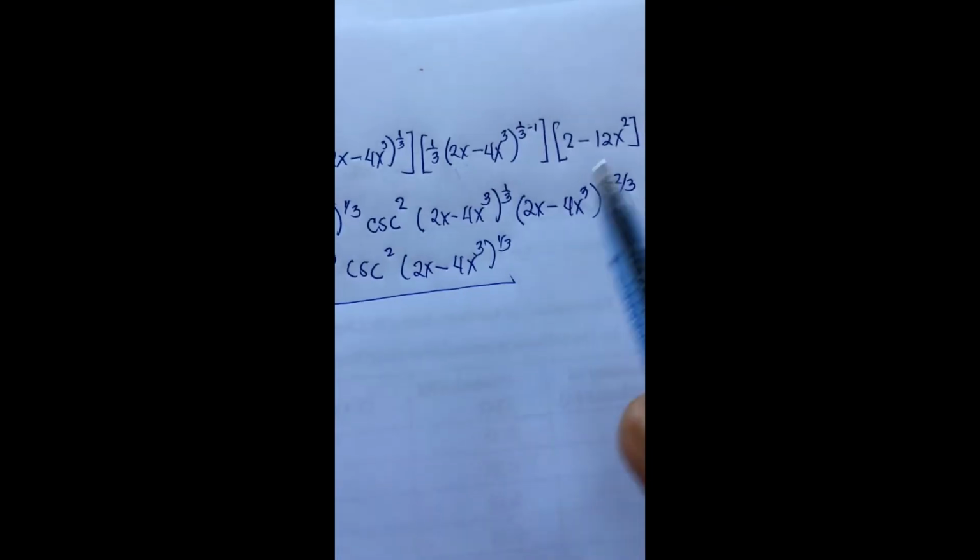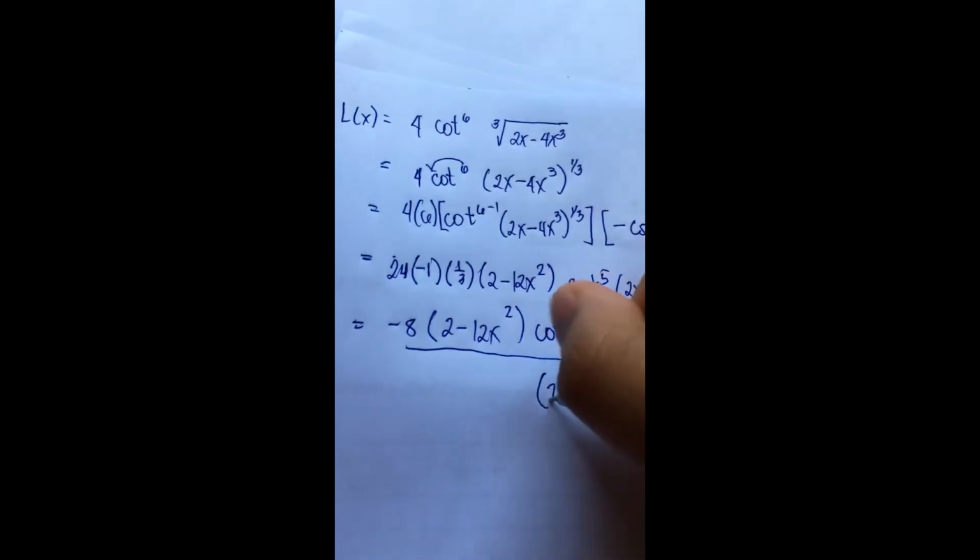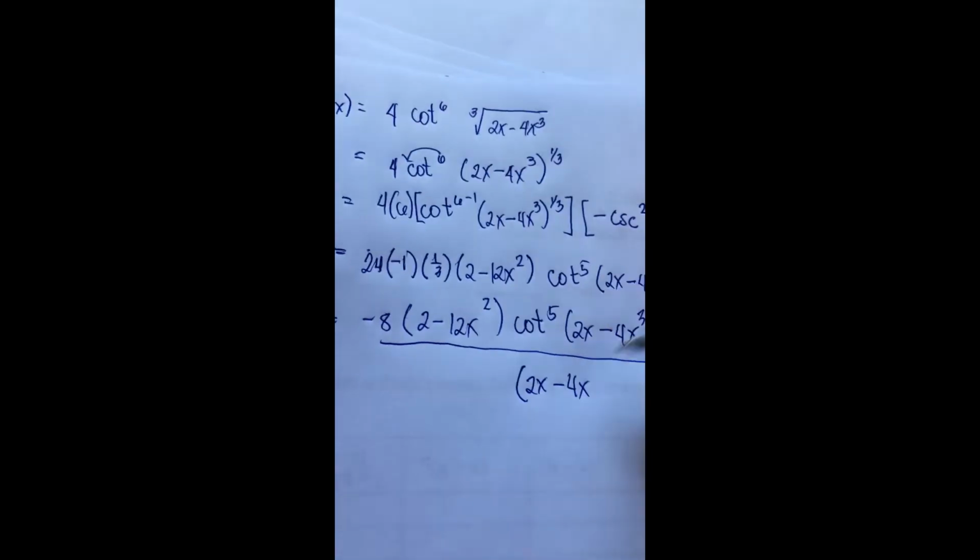2x minus 4x cubed raised to 1/3. Cosecant squared, 2x minus 4x cubed raised to 1/3, all over. Bakit na siya all over? Kasi we're going to get the negative reciprocal of this one. And the negative reciprocal of this one, you have 2x minus 4x cubed raised to positive 2/3. So from negative 2/3, it will turn into positive 2/3.